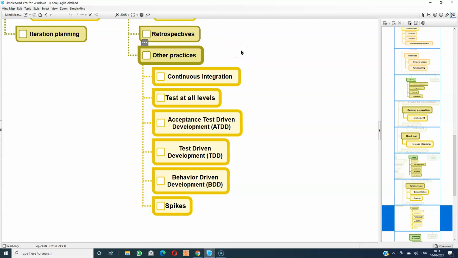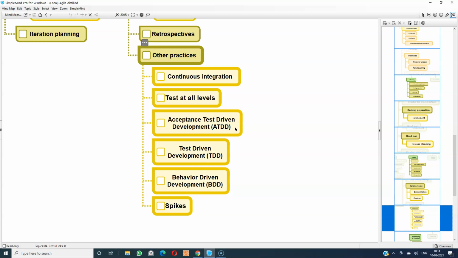And the other practices used or found useful during the iteration are continuous integration. So on a daily basis, continuously, as and when something is ready, that gets integrated into the final product. That is continuous integration, which will result in better technology risk management, and which will bring in better transparency about the progress of work. And test at all levels. We are talking about unit testing, integration testing, system testing.